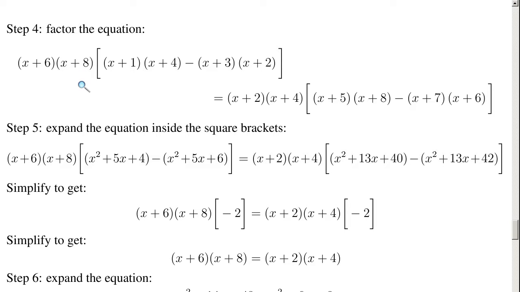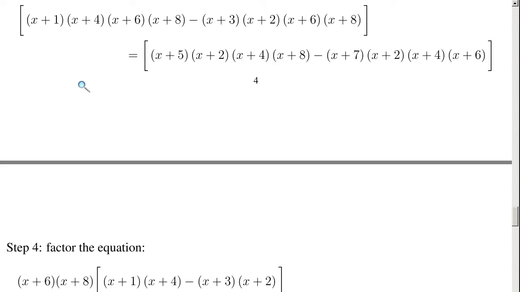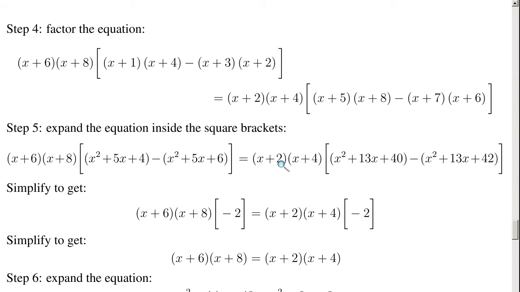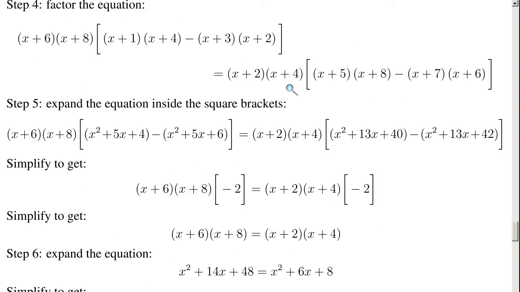And guess what? We get to do this whole process over again on the right side of the equation. So what does this term and this term have in common? Well, it has an x plus 2 and an x plus 4. So it shares these two expressions in common. We can factor out those expressions to get x plus 2 times x plus 4, all multiplied by this big square bracket, x plus 5 times x plus 8 minus x plus 7 times x plus 6.